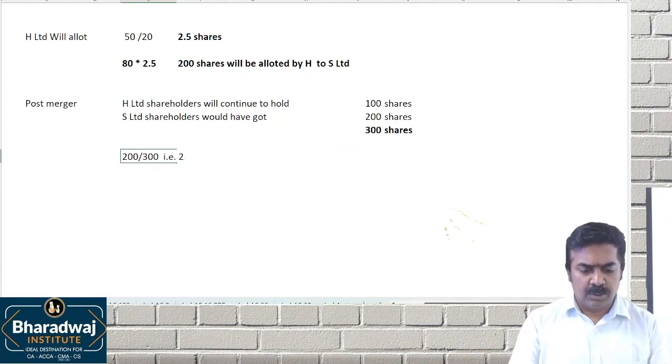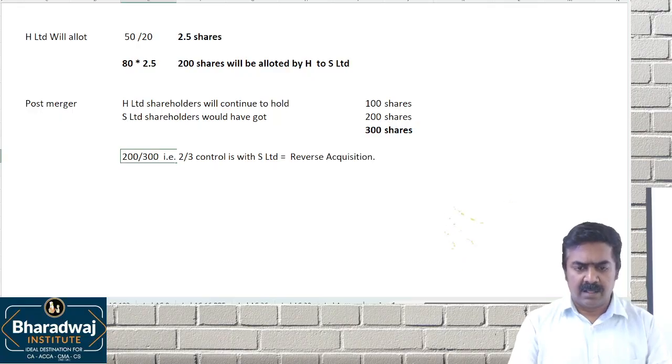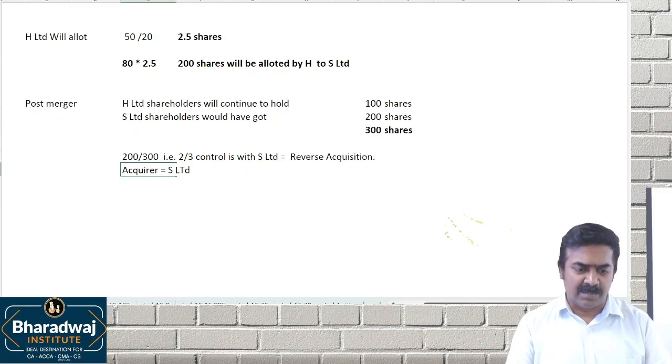That is 2/3 control is with which company? S Limited. It is called as reverse acquisition. Here our acquirer is which company? S Limited. So the acquirer S Limited will treat it that way and pass the entry.